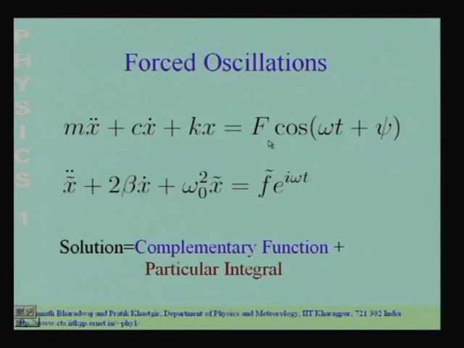So, this is the equation which governs the motion of a damped oscillator in the presence of an external force. The external force is itself oscillating with an angular frequency omega, which is different from the natural frequency of the oscillator. The equation can be written in this form, which we had discussed in the last class. Here, this is the acceleration of the mass, this is the term corresponding to the damping, this is the force due to the spring, and this is the external force.